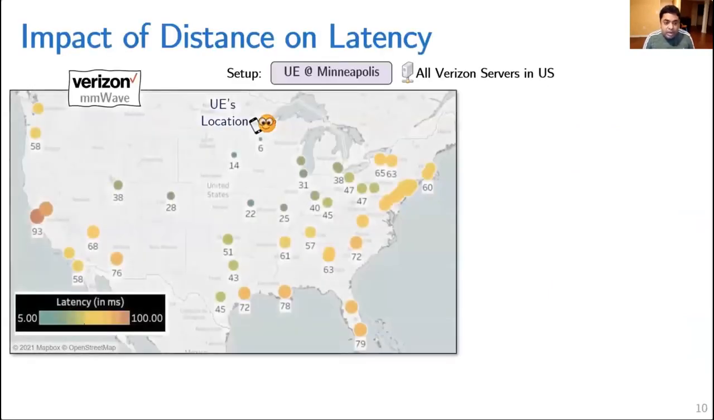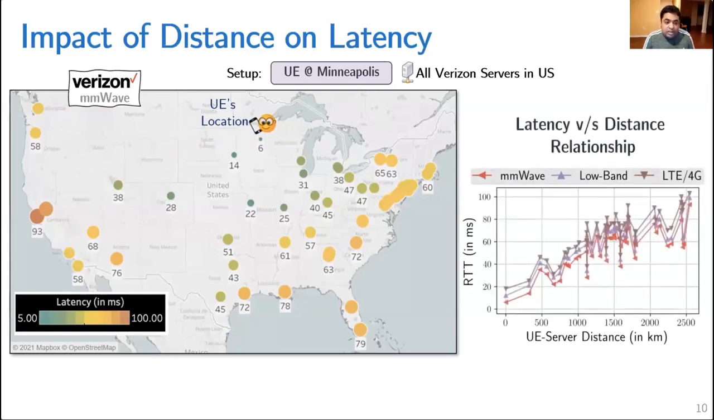First, we look at the latency characteristics of Verizon's millimeter wave 5G. With the UE's location fixed in Minneapolis, we measure latency across all their servers in the US. When tested with the closest server located in Minneapolis itself, we observe the lowest latency of just 6 milliseconds. The latency increased by over 2 times when tested with the second closest Verizon server located in South Dakota. Going to either coast increases the latency by a factor of approximately 10 times.